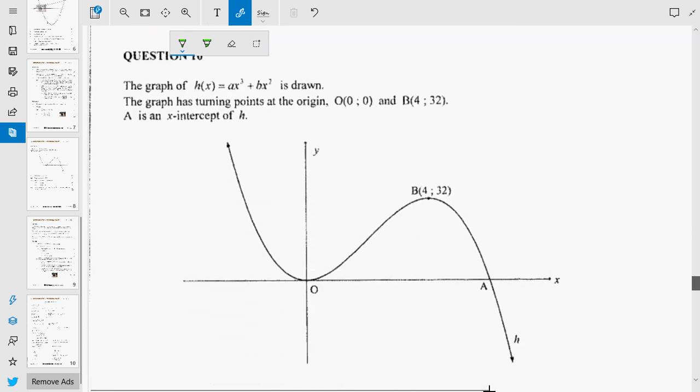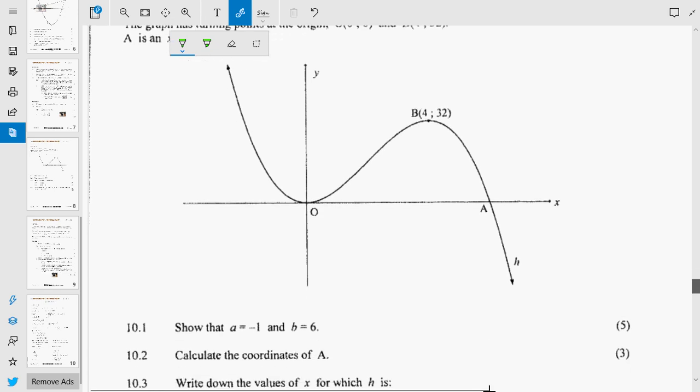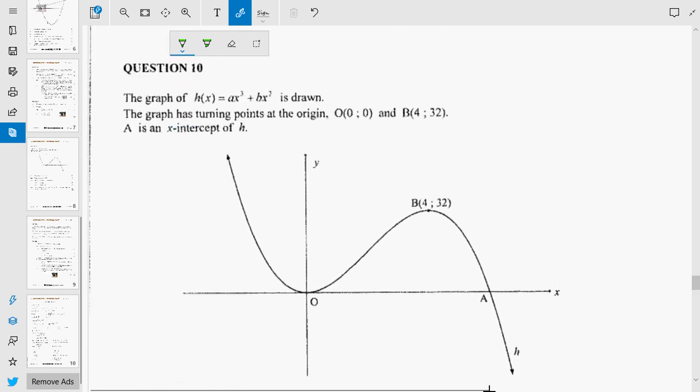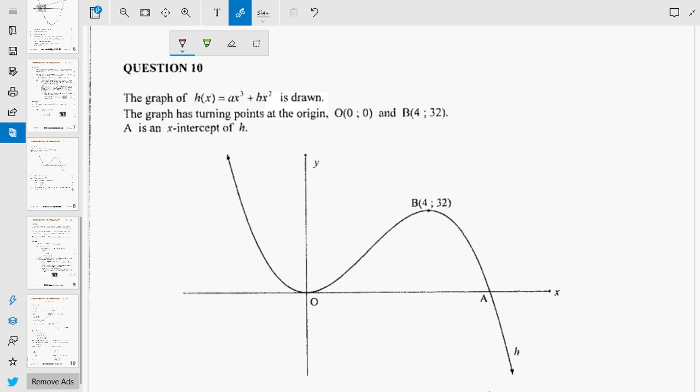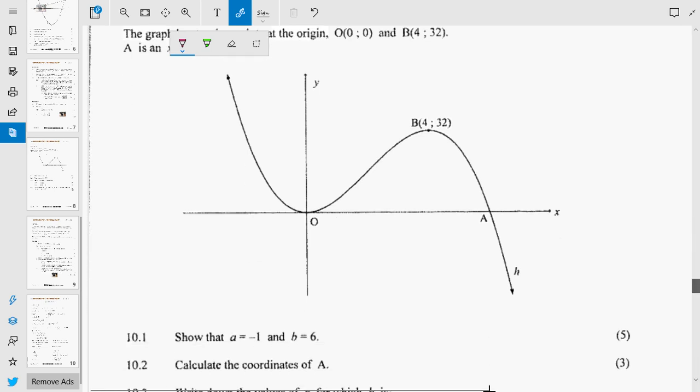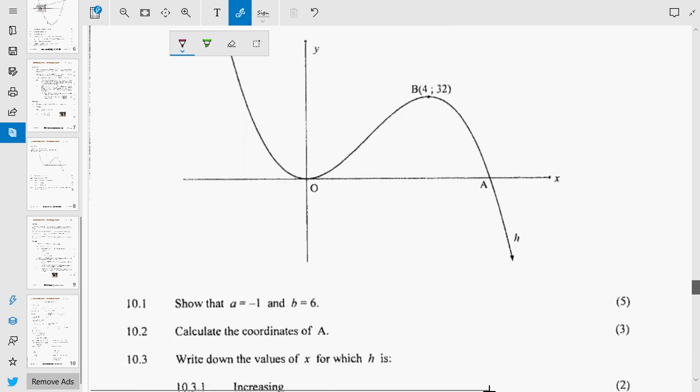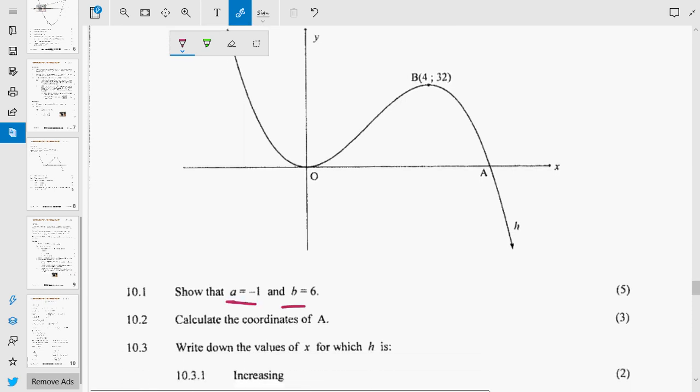Now the next question is testing a cubic function. So you're given the cubic function h of x is equal to a x cubed plus bx squared, and we are given the picture here. Now the first thing they ask you is to determine the values of a and b. So they want you to show that a is this value here and b is this value here.